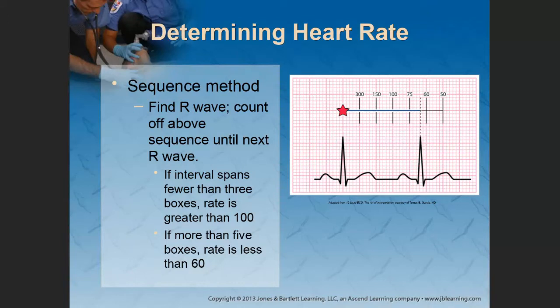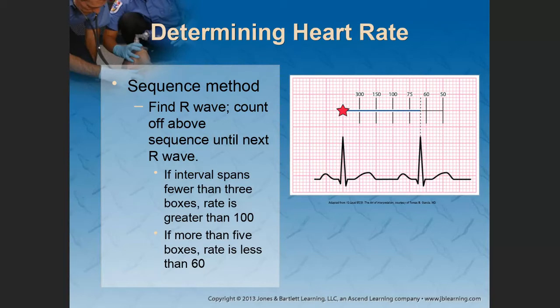If the distance between the QRS complexes is less than 3 large boxes, you have a tachycardia. Let me repeat that. If the distance between the QRS complexes, or RR interval, is less than 3 large boxes, you have a tachycardia. Let me mark that out for you.